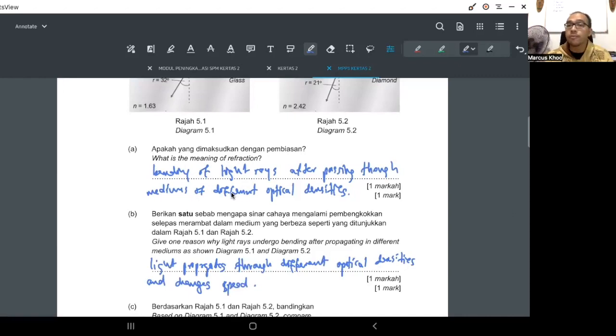I think you cannot separate these two. You cannot just say light propagates through different optical densities, or just say the light changes speed. I think you should always mention this as one set. It's going through different optical densities and it will change speed. If it goes from less to more, or from more to less optical density, the speed will change accordingly lah. So you want to mention these two together. When it goes through different optical densities, it will also change the speed. That's why refraction happens lah.